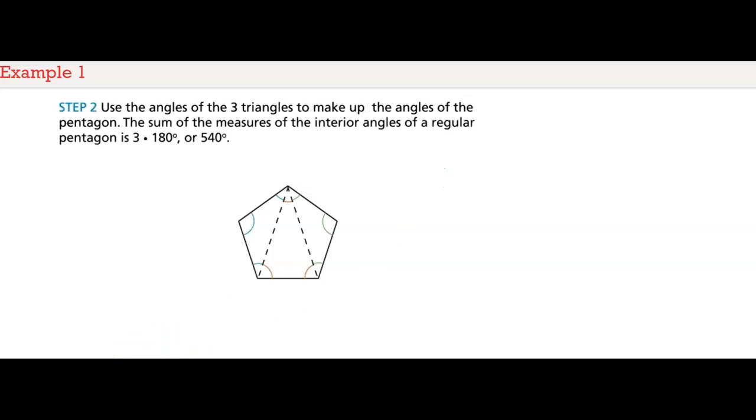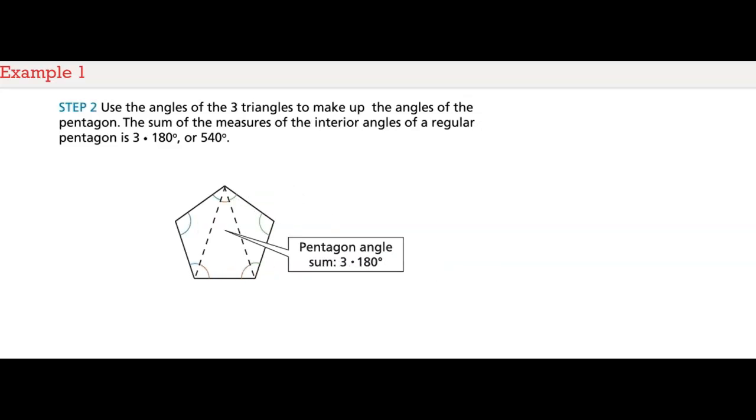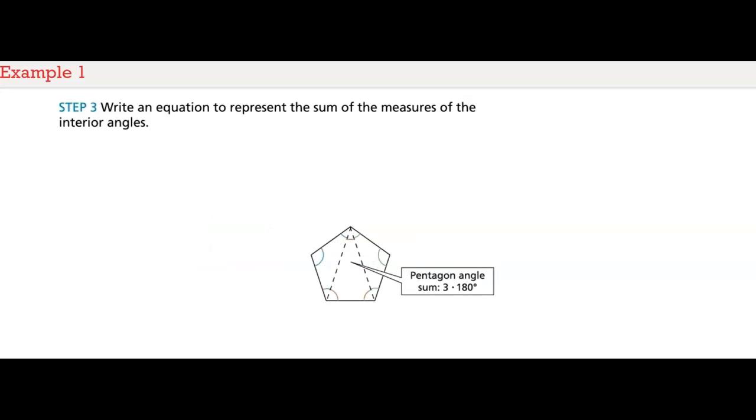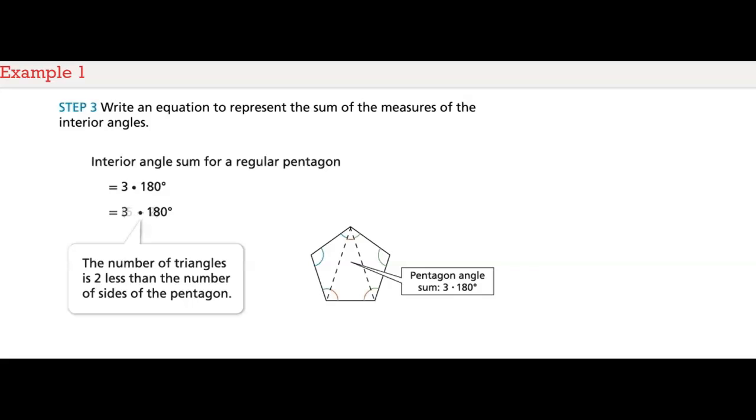The sum of the measures of the interior angles of a regular pentagon is 3 times 180 degrees, or 540 degrees. Step 3. Write an equation to represent the sum of the measures of the interior angles. The interior angle sum for a regular pentagon is equal to 3 times 180 degrees. The number of triangles is 2 less than the number of sides of the pentagon.